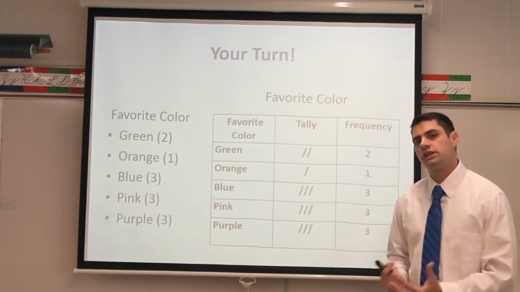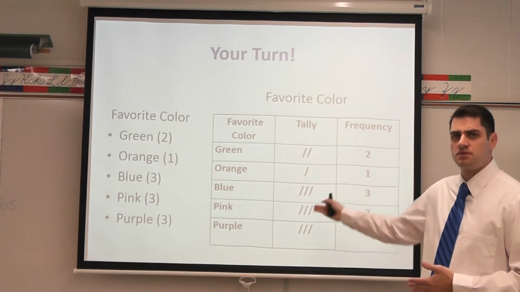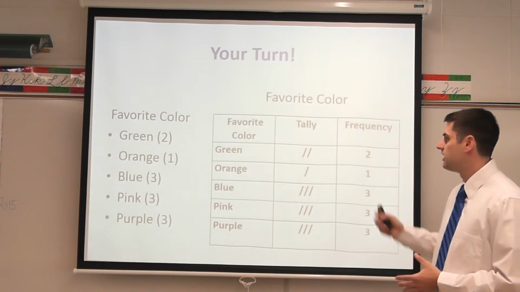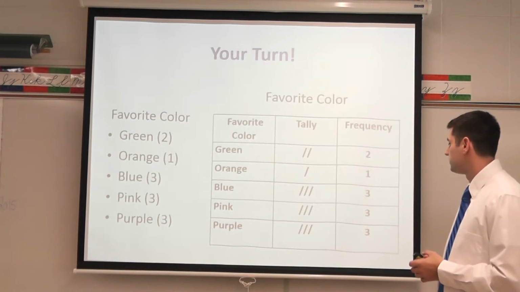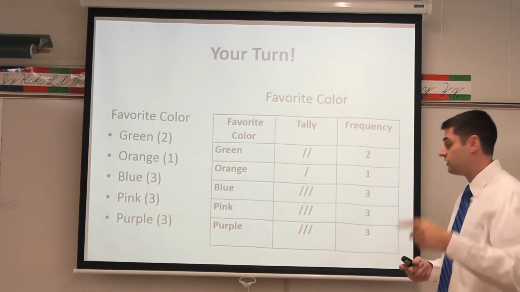So again, if we're looking at this data, just think right now, what observations can you make just looking at our frequency table up here? What are some things that you notice? Oh, that was a good one. I like the one that you guys said out there.